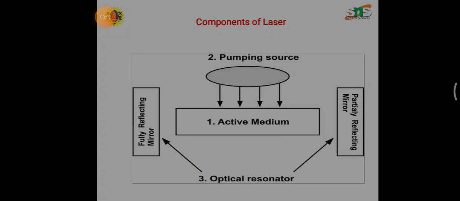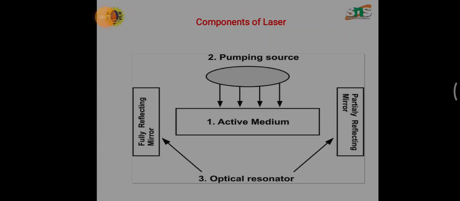So welcome. In this video we discuss the components of laser. First, we know about the active medium and active center. The active medium is the medium in which population inversion takes place. The active center is the material in which the atoms are raised to an excited state to achieve population inversion.